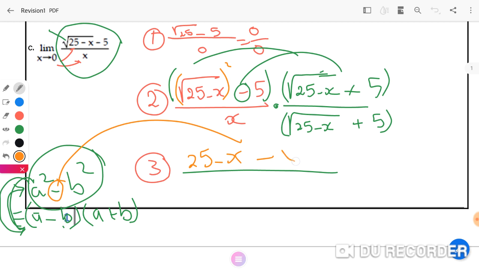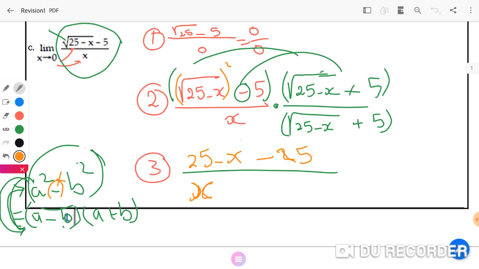5 squared will be 25, because one friend asked me, Miss, why don't we write positive 5? No, because to return back to this form, it will be squaring the first minus squaring the second. And I keep the denominator, the product of the other two expressions which are not conjugate to each other, as a product.